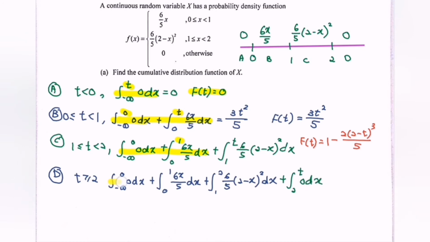So kindly refer to this part. Actually, we are repeating the part in C. Previously we had t, now we have 2, so we can substitute into the situation f(2). We are going to use this part, plus we have 0 for this part. As a conclusion, if we substitute 2, we will have 1 minus 2 multiplied by (2 minus 2) to the power of 3 over 5. So the conclusion will be 1. For this case, we have F(t) equals 1.